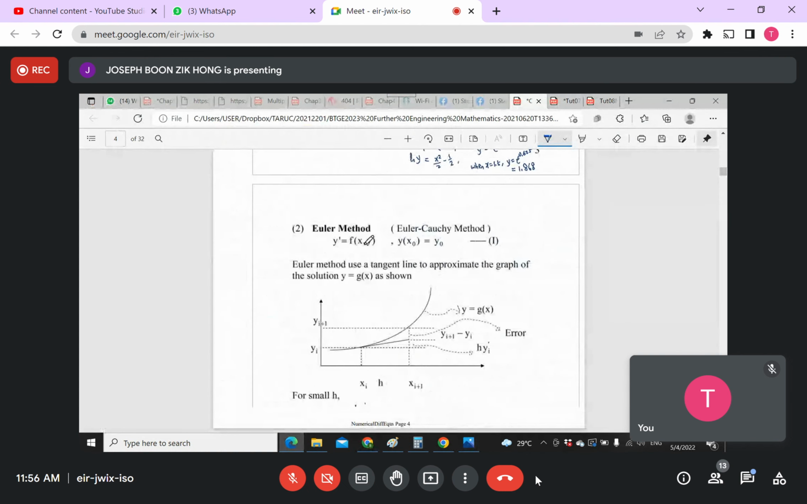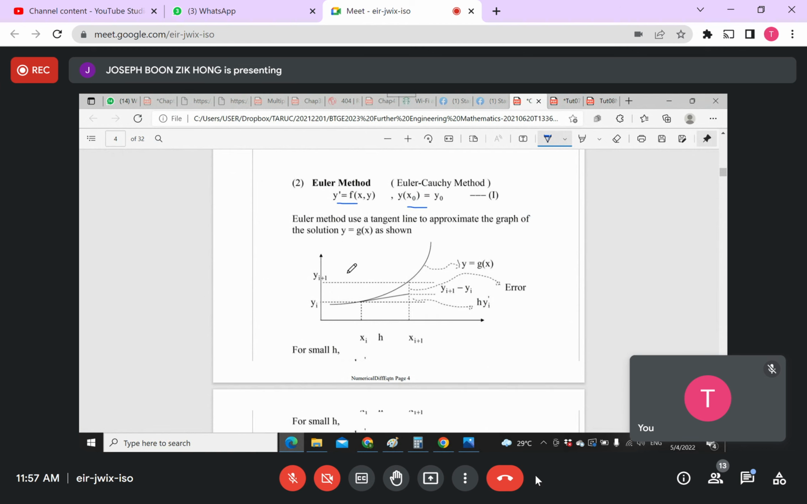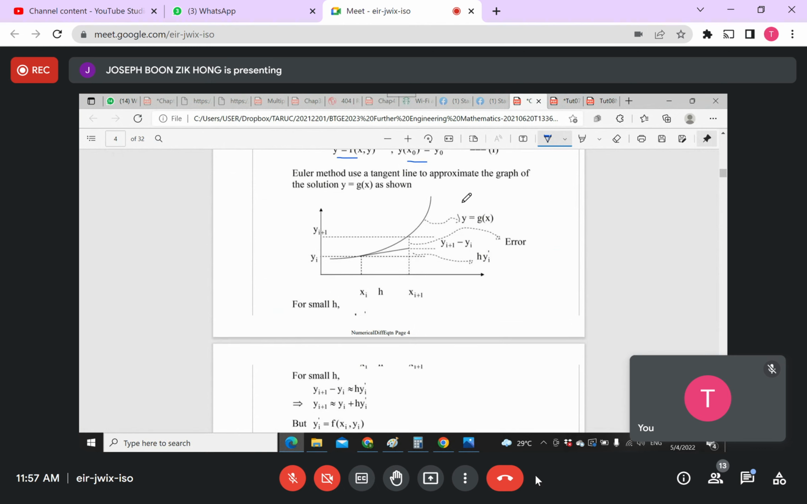Next method is called Euler method. Euler method again, what we want to solve is the same thing: first order ODE and also the y0, x0. What we are given here, and then we want to find the next step, and so on. Basically we want to solve the same thing, just a different method. So Euler method uses a tangent line to approximate the graph. Basically this is the idea of what we want to do.